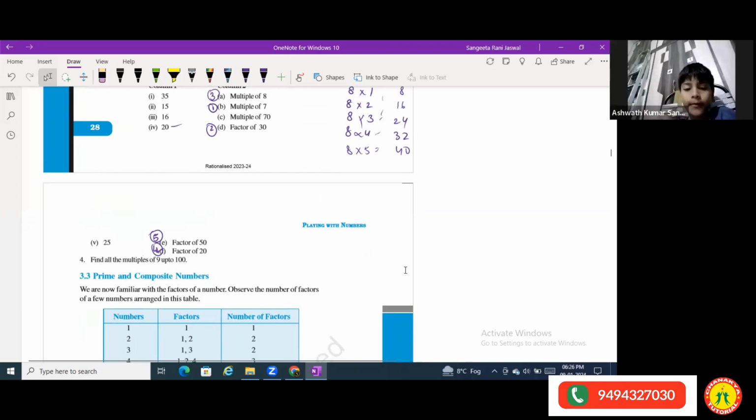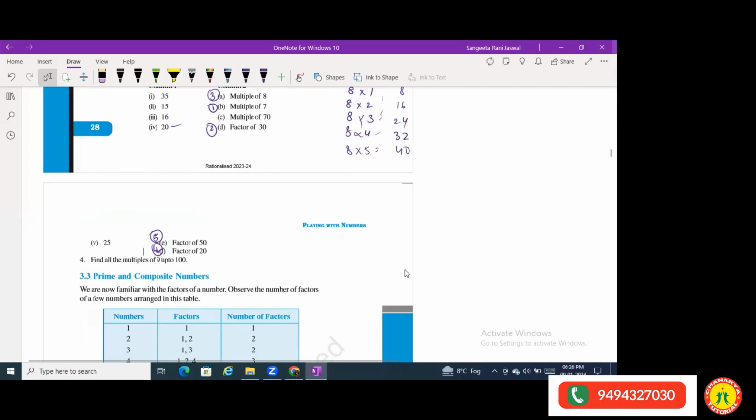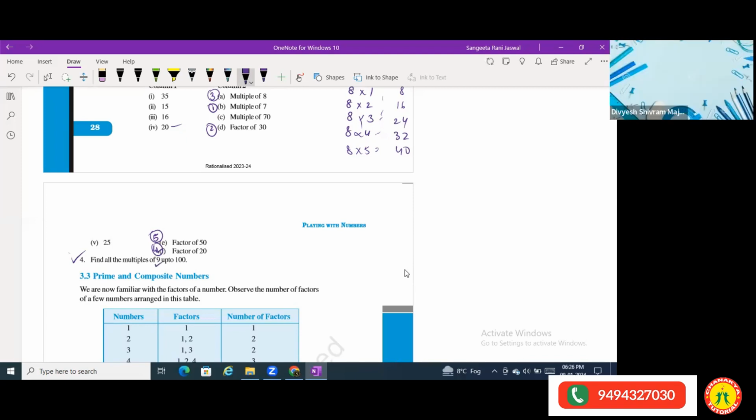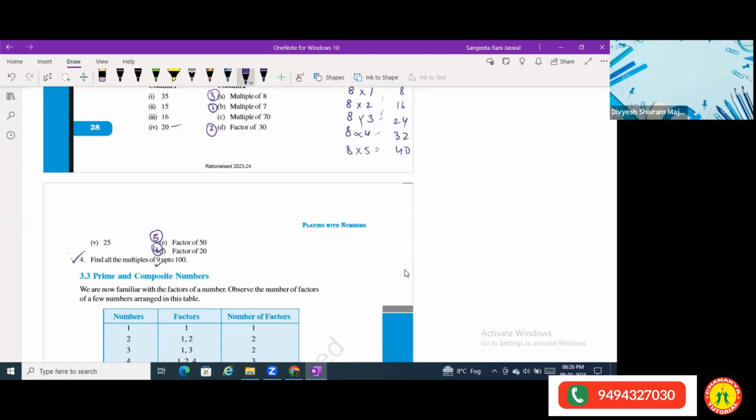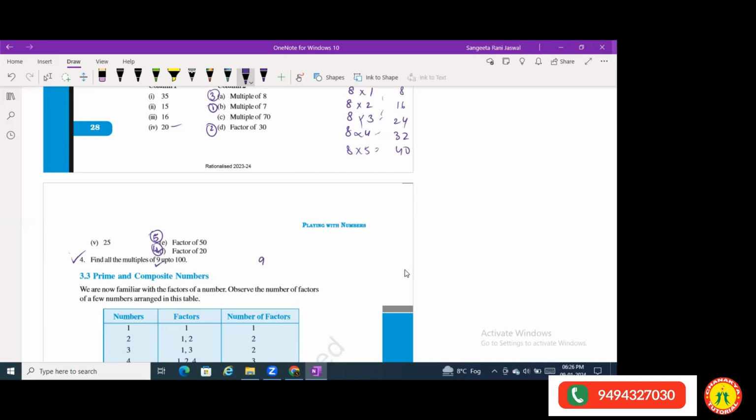Write all the multiples of 9 up to 100. So you can write the table of 9 until you get a number nearer to 100. Okay? Ma'am, we can write till 9 into 11. So that's 99 is the last one. So just that's in the table of 9.